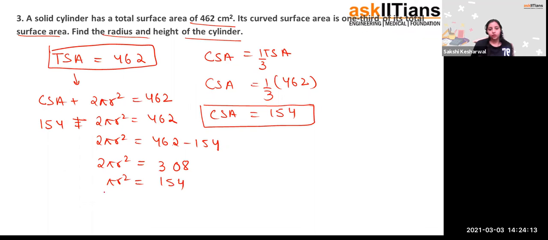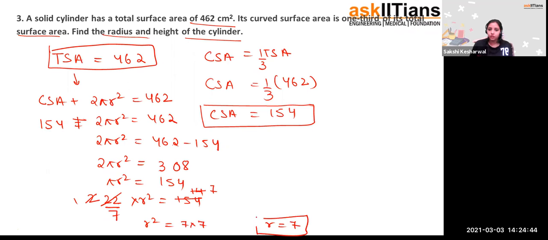154, right? Now, you take the value of pi as 22 by 7, so 22 by 7 r square is equals to 154. So this is like 11 twos are 22, and this is like 1 and 4, right? 11s are 154, right? So 1 into 4, right? So this is like 2 ones are, and this is what? 7, right? So r square is equals to what, beta? 7 into 7. So r is equals to how much, beta? 7. So this is how you got the 7, right?